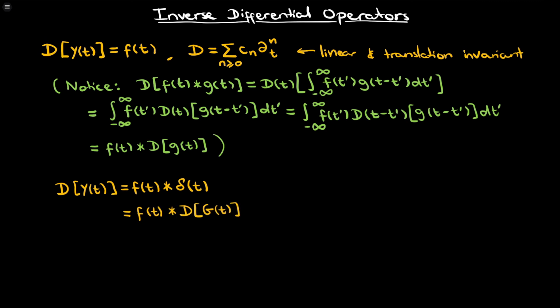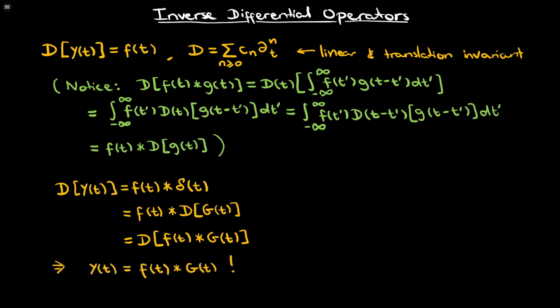and, by the work we just did, we can pull this differential operator out of the convolution. And so now we see that D acting on y of t is equal to D acting on f of t convolved with g of t. And so we conclude that y of t is equal to f of t convolved with g of t. So it is in this sense that we can think of y of t as a sequence of responses to little impulses for any force function f.